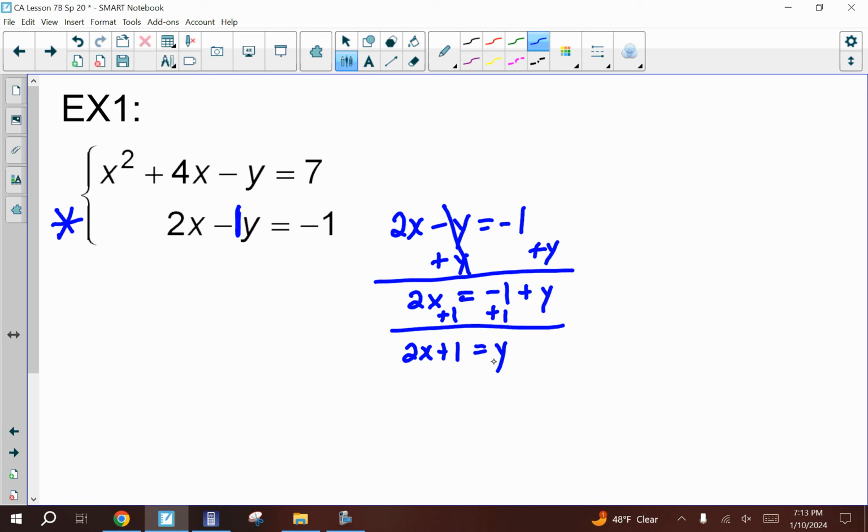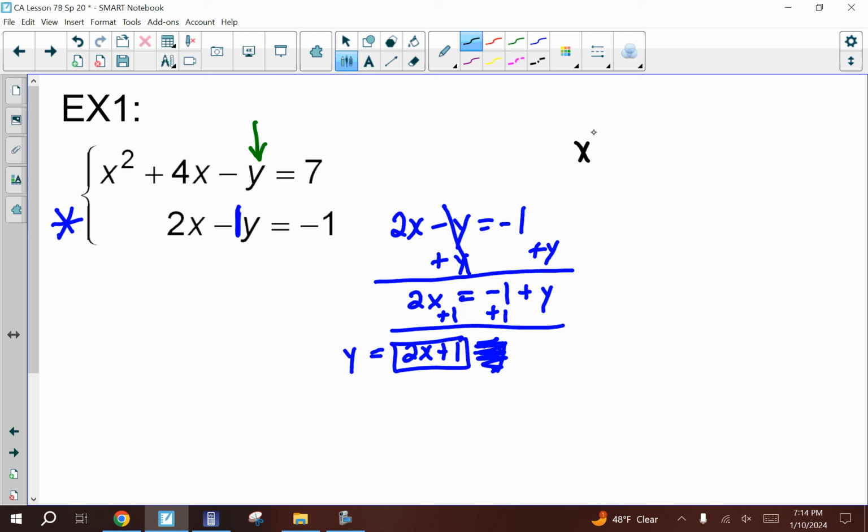If it really bothers you that the y is over here by itself like that, you can go ahead and put it on this side. It doesn't really matter. So there's my box. Now we have to go into the second equation and substitute for the letter y. So the second equation is going to look like this.